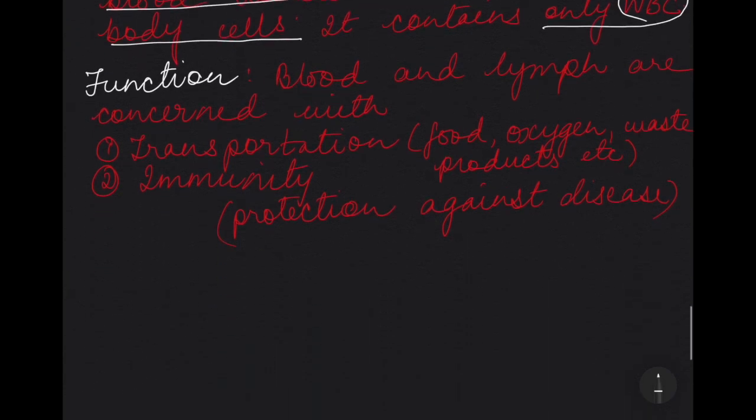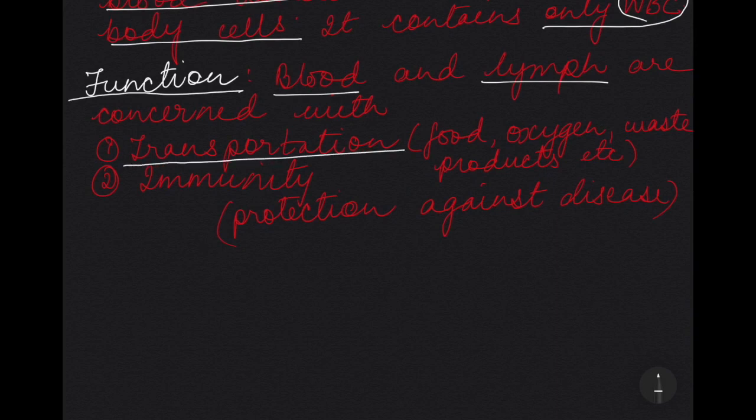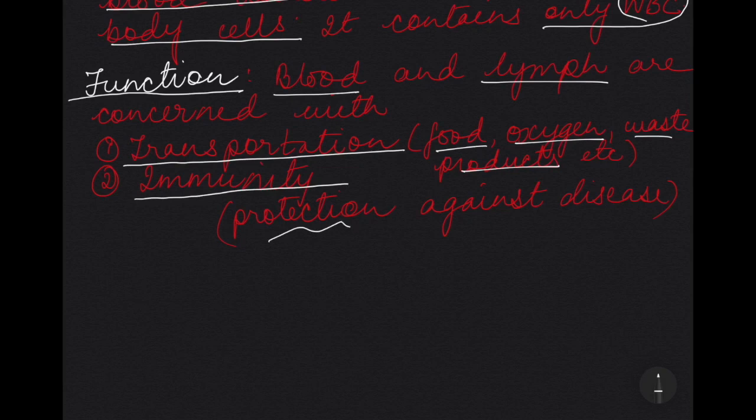Now, what is the function of fluid connective tissue? Both blood as well as lymph are concerned with transportation. Blood carries food, oxygen, and waste products to different parts of the body. And white blood cells fight against any germs which enter our body, so it is also concerned with immunity. Immunity means protection against disease.